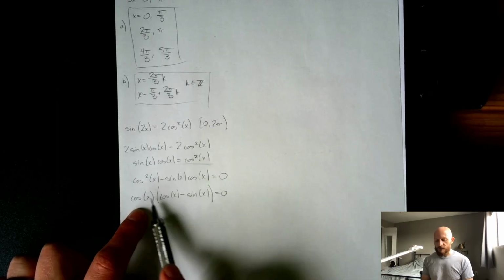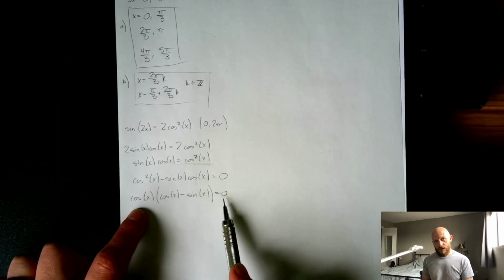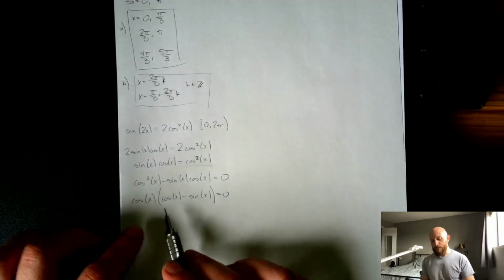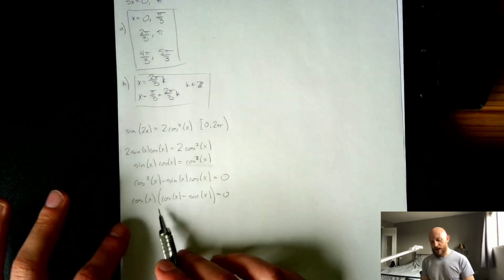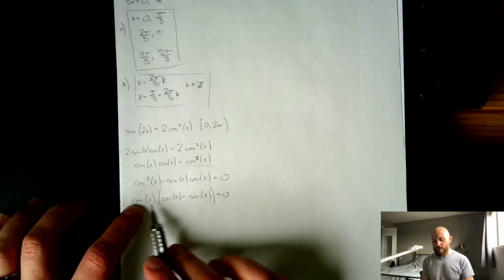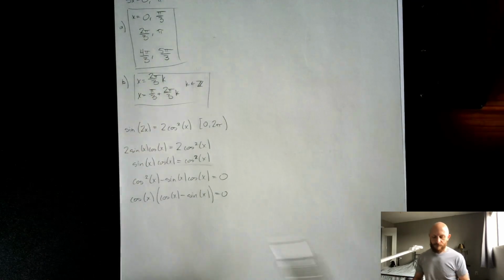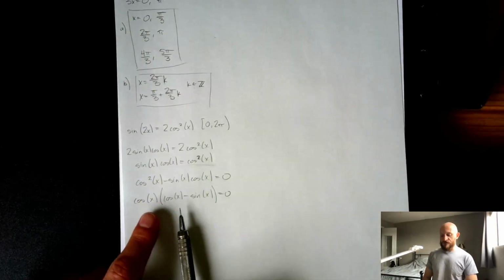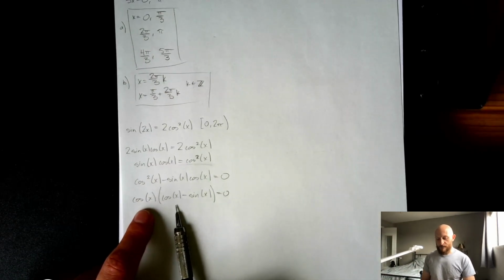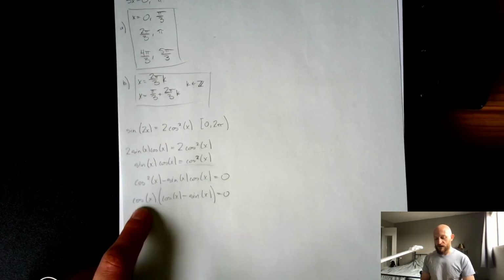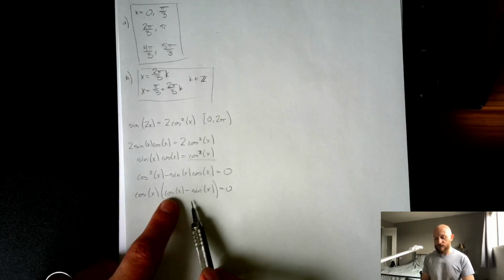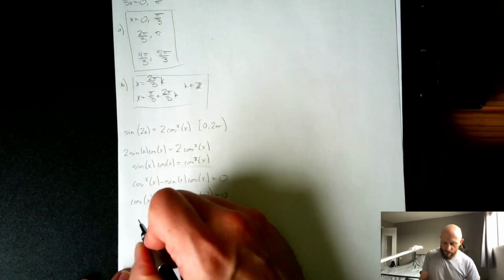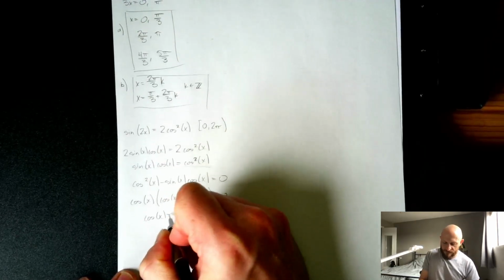If you have a product of two numbers that's equal to 0, then you can solve that, because that implies that one or both of those factors are 0. So the solutions to this factored form are when cosine of x equals 0 or when cosine x minus sine x equals 0. So we'll solve those.